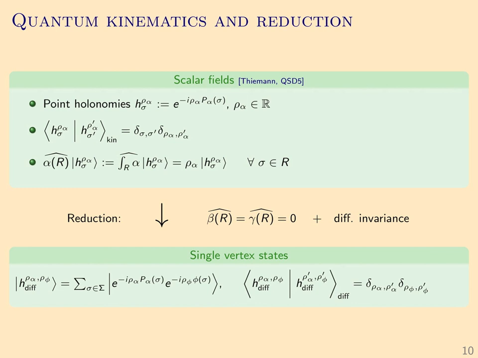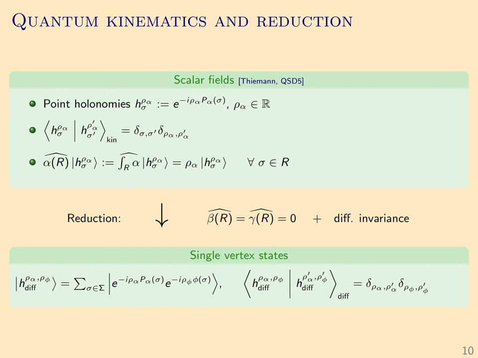So therefore, we just follow what people usually do in loop quantum gravity to quantize scalar fields. You can, for example, look in Quantum Spin Dynamics 5 of Thomas Thiemann. What you do there is you construct, first of all, point holonomies. A point holonomy is just the analog of a holonomy, where the thing that you exponentiate is not integrated along some curve, but is taken at a single point, here the point sigma. So we take p alpha at the point sigma, we exponentiate it, and we multiply it by minus i times rho alpha. Rho alpha here is the representation label. It can be taken in the real numbers, and the group that we are using here, therefore, is the Bohr compactification of the real line.